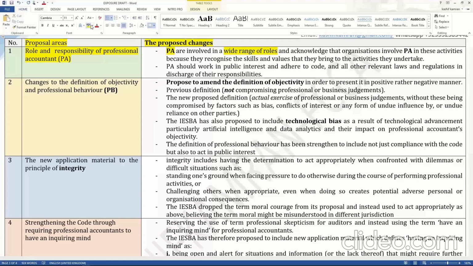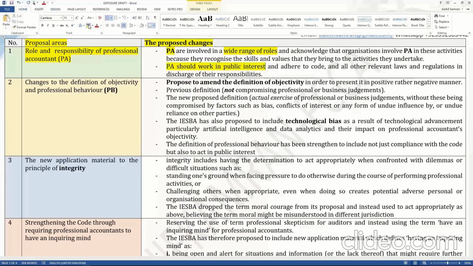Whether they're working as a management accountant, a financial accountant, an auditor, a tax consultant, or a tax advisor, whatever. So they have a role, right? And they bring the right sets of skills and values to the organization, and that is what the organization really appreciates. In bullet number 2, it tells us that the professional accountant should work in the public interest. That's very important. The public interest.